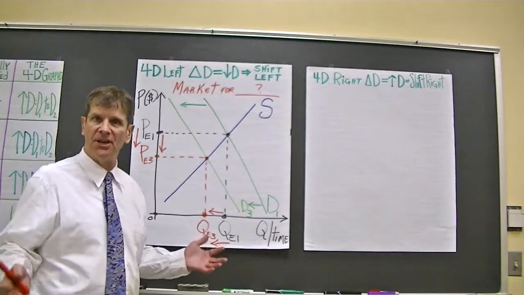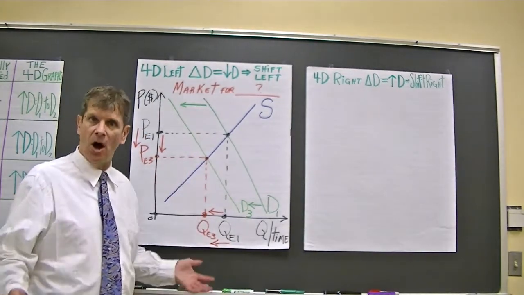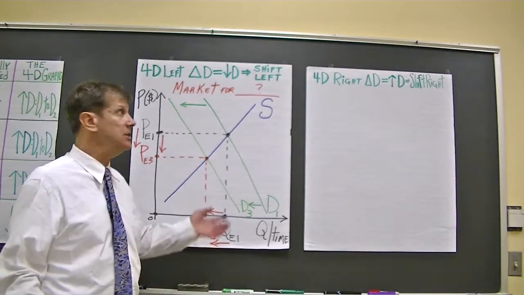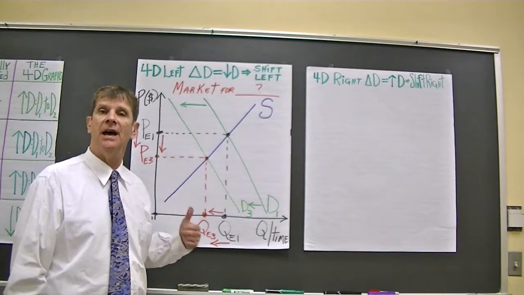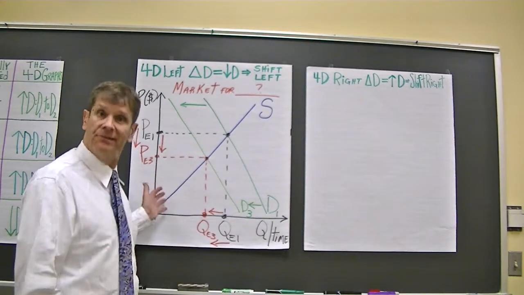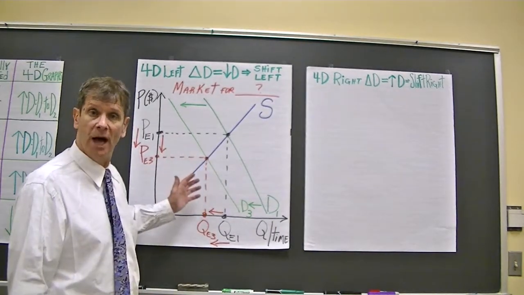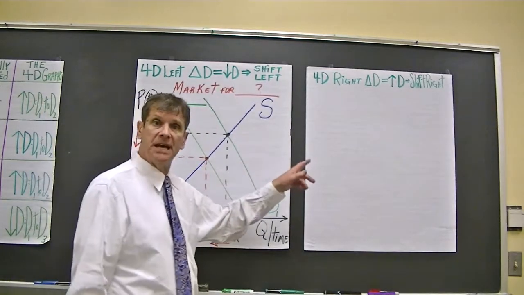So some determinant changed such that it caused a change in demand. The change in demand was directionally a decrease in demand. We graphically illustrate that by a shift to the left. So every decrease in demand will have these same results and the same graph will apply, okay? Let's go ahead and do the increase in demand.